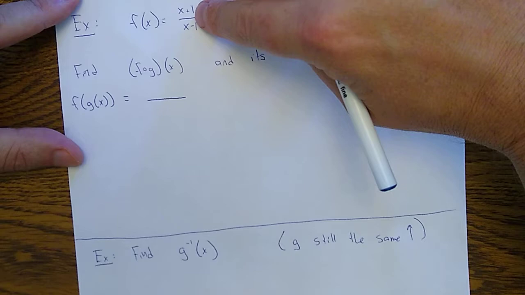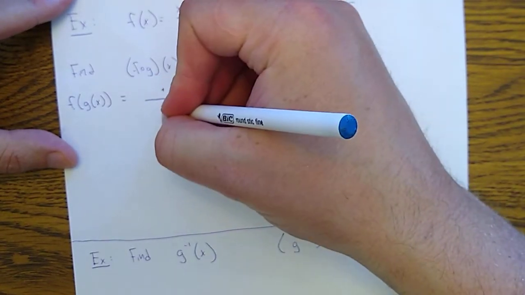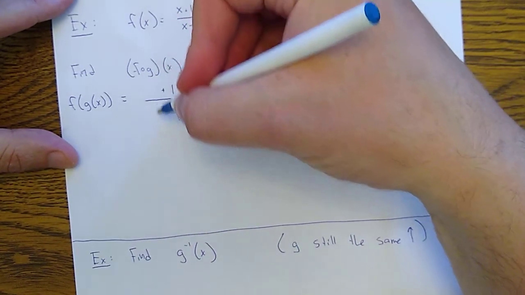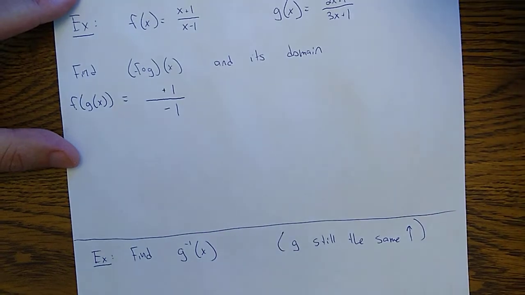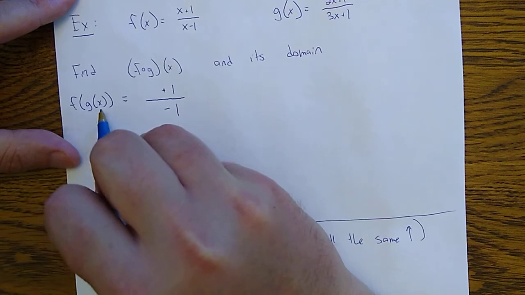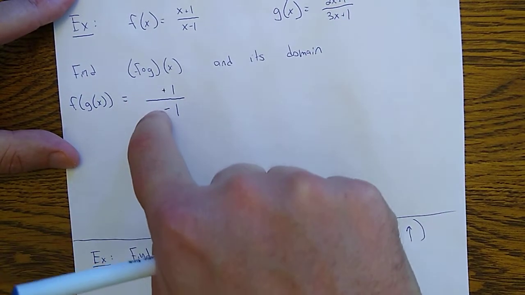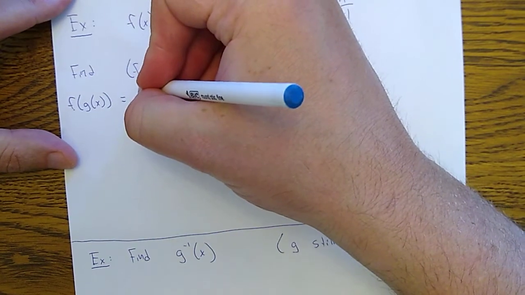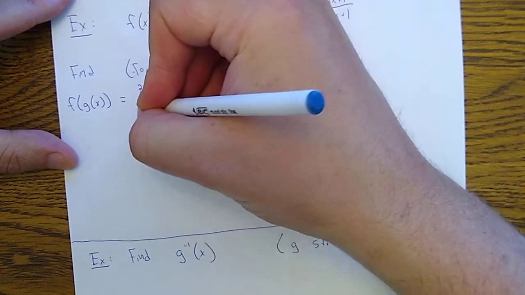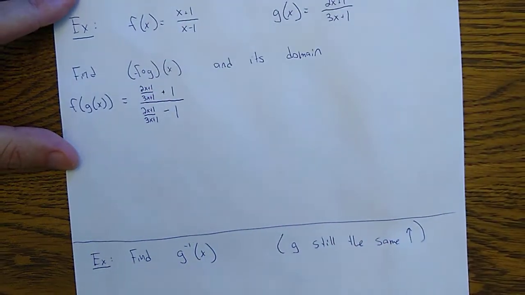So what I do is I look at the formula for f of x, and the way I like to do this is I didn't write the letter x here, and I didn't write the letter x here. I wrote everything else, though. And now instead of x, I'm going to put g of x. So that means this whole thing goes here and here. So 2x plus 1 over 3x plus 1. Like that.